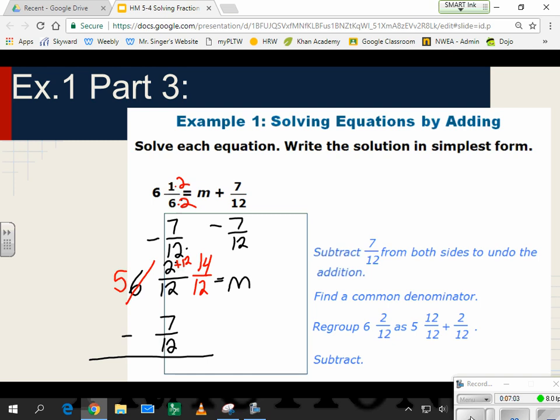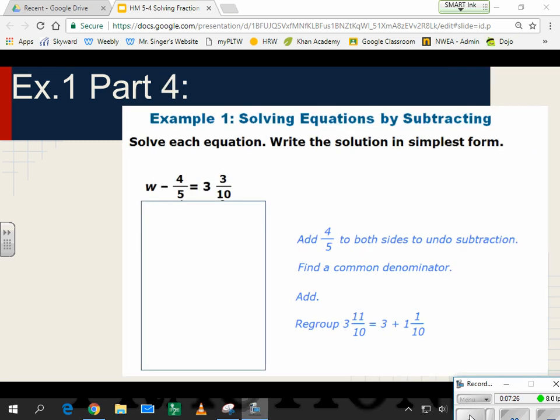5 minus nothing is 5 for the whole number. 12 is our denominator. And 14 minus 7 is 7. So 5 and 7/12. Remember, to check if that works, plug and chug. Plug it back in and see if you get, with 5 and 7/12 plus 7/12, 6 and 1/6. All right.